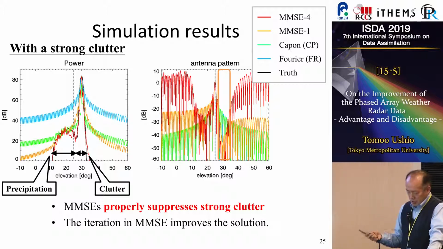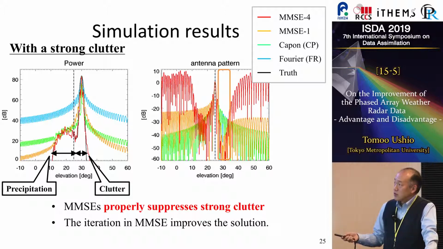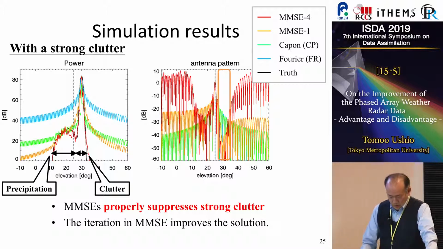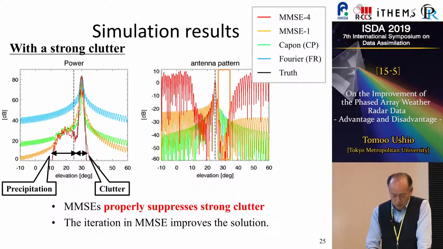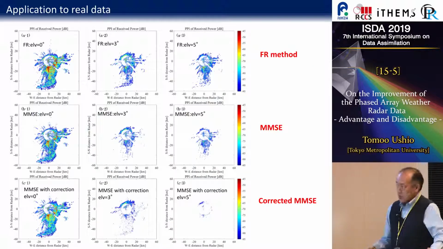However, if you use this MMSE method, which is in red, you can see we can actually extract the signal from weak precipitation and the strong echo from the ground itself as well.